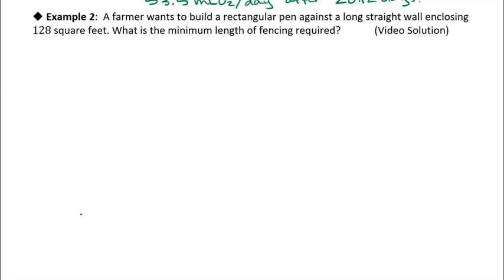In this example, the farmer wants to build a rectangular pen against a long straight wall enclosing 128 square feet. And so we're asked to find the minimum length of fencing required. All right, now I'm going to start by just drawing a picture. Here's our wall. This is the wall. And then we're going to build a rectangular enclosure. So I'm just going to draw a rectangle up against this wall, so that we can have something to refer back to.